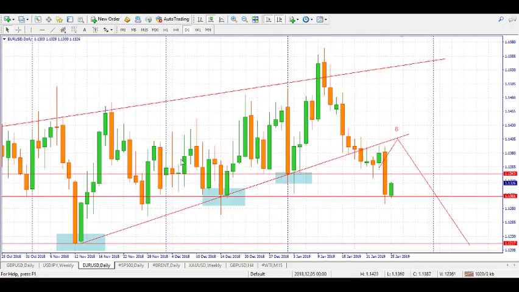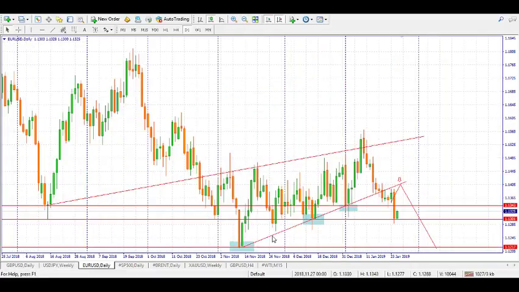Before I start, there's something I need to mention. I don't do analysis based on a big chart like this. You have to minimize it at least so that you're able to see widely whatever is happening on this chart.